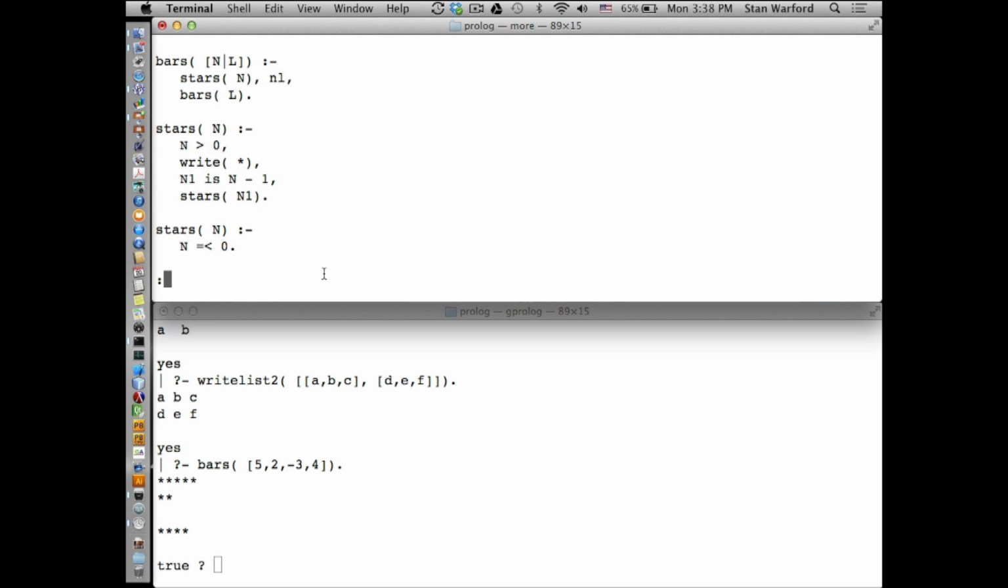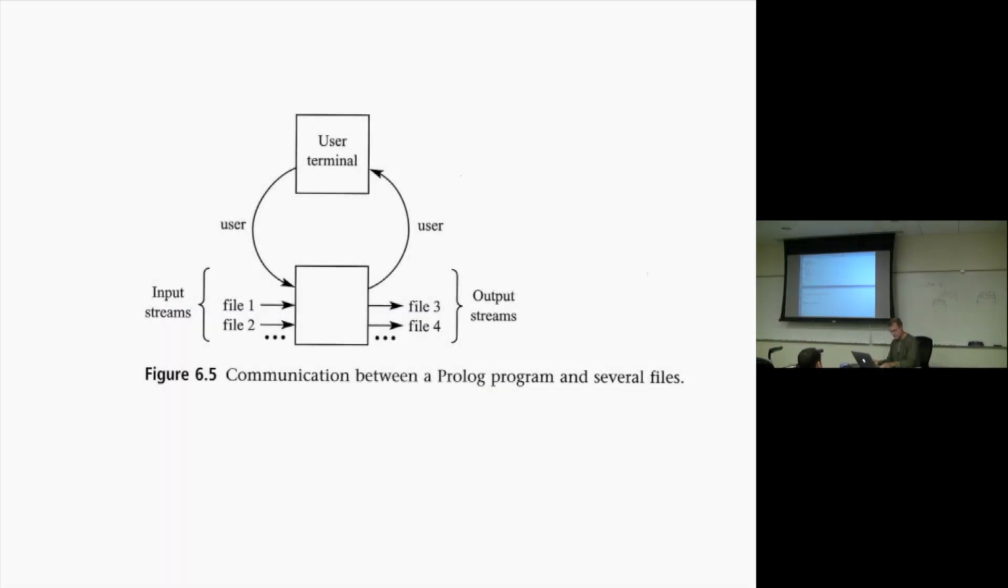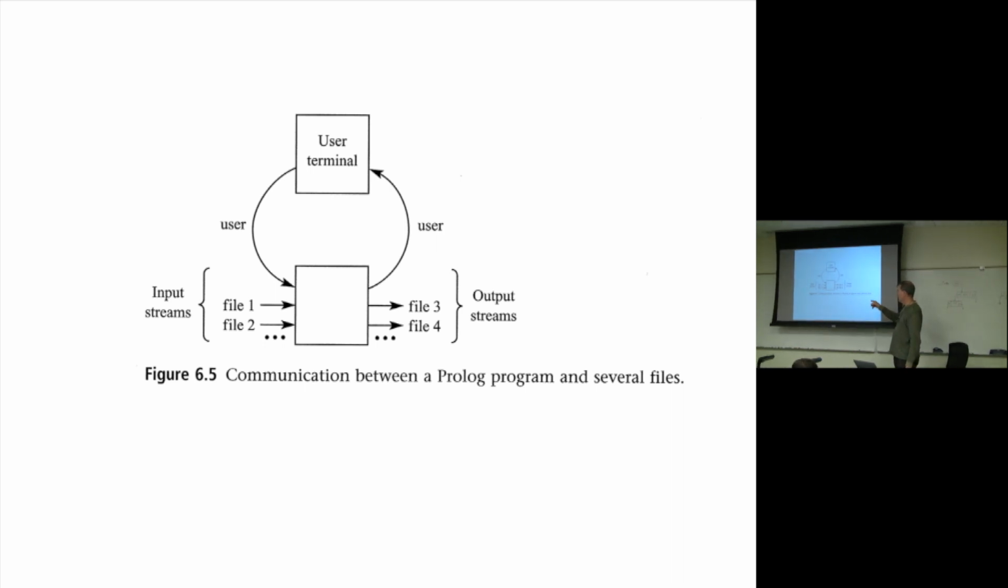Okay, so that's bars. Now, this next one shows how Prolog communicates, gets input from a file. All right? The default input is the keyboard, but there is a way to get information from a file by redirecting. Okay, so let's go to the slide and see how Prolog communicates with files.